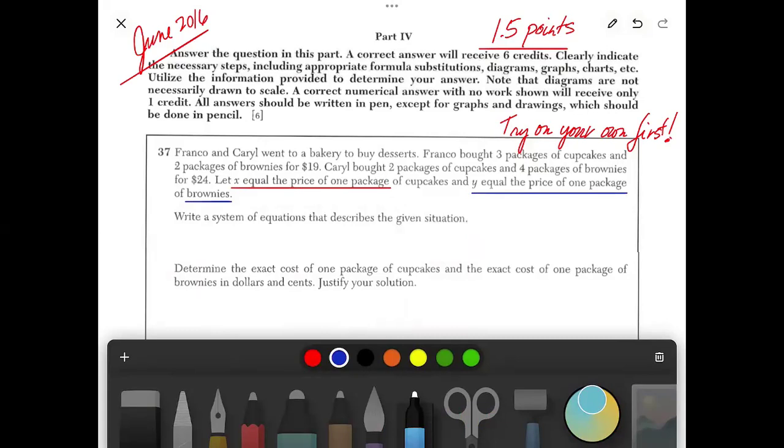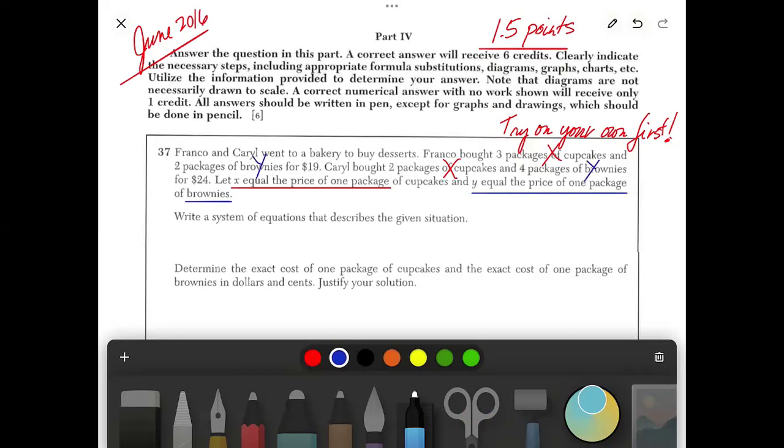So wherever you see cupcakes, I'm going to replace it with the variable X. So I'm going to go through and say, okay, here's cupcakes, so I'm going to put X here. Franco got 3 of them and Carol got 2 of them. And then any place that you see brownies, you're going to replace that with a Y. And I'm going to do the same thing over here.